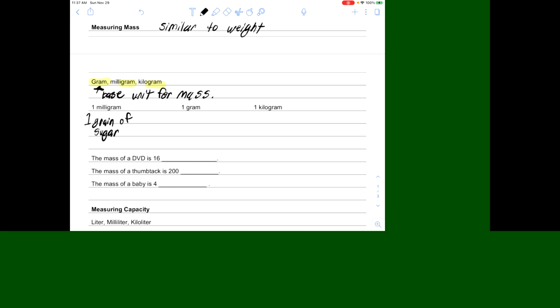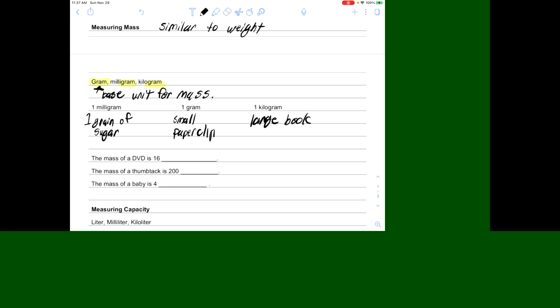Then 1 gram is about the weight of one small paperclip. So again, a paperclip is a lot bigger than a single grain of sugar, but it's still not very big. And then 1 kilogram is about the weight of a large book. So a kilogram is pretty big. Okay?